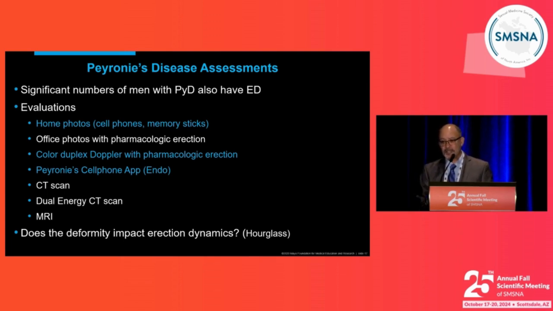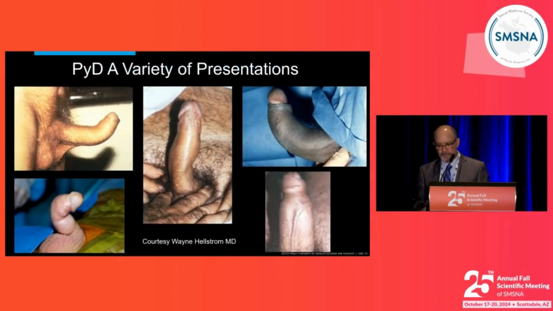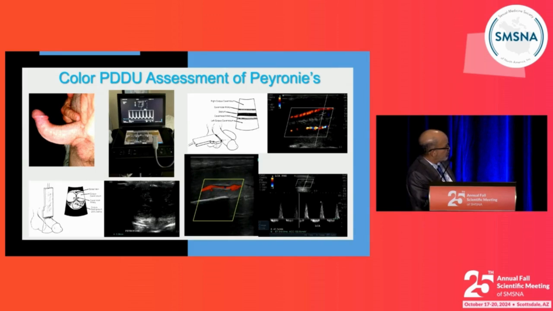So color duplex Doppler ultrasonography is what I'm going to show you. There is a recently developed cell phone app by Endo, and you can see that information at their booth. So thank you to Wayne Hellstrom for this, just showing that Peyronie's disease has a variety of presentations. Some of these presentations are actually hemodynamically destabilizing, hourglasses and severe notches. Others just make it impossible for you to penetrate once you've gotten a rigid erection.